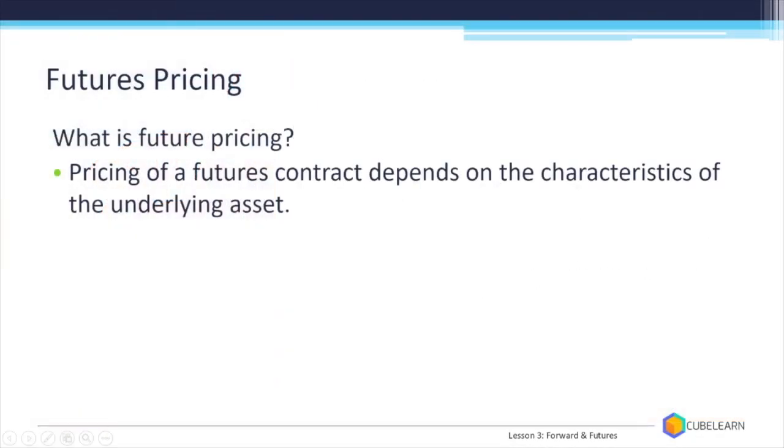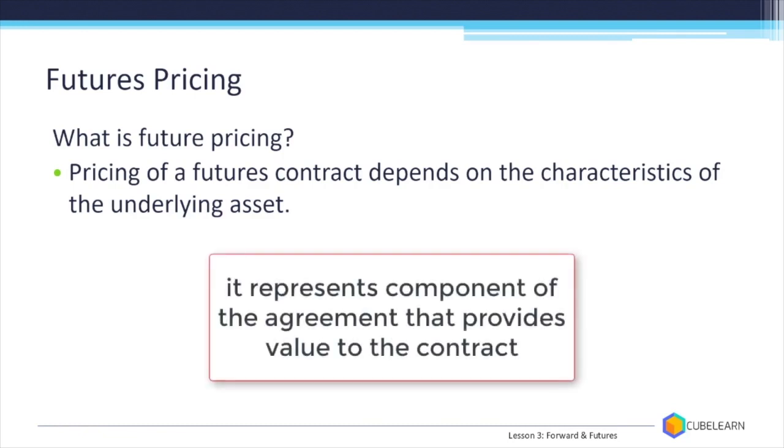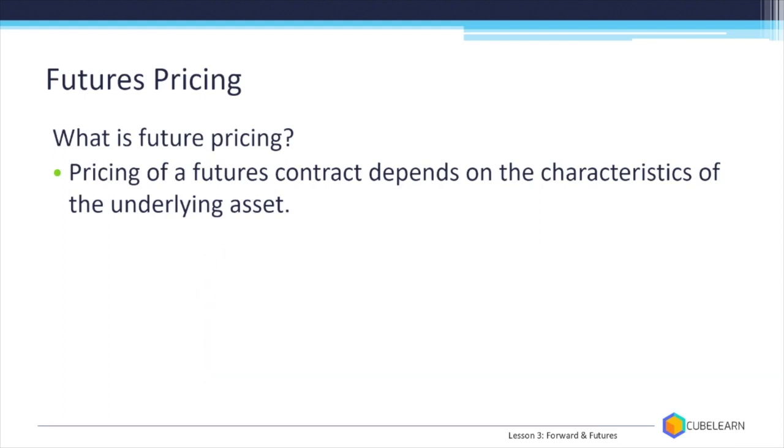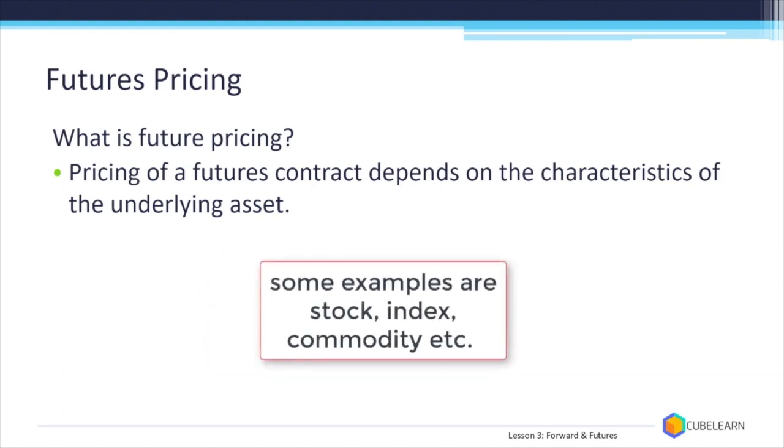The underlying is a fundamental concept in derivatives trading, as it allows investors to speculate and take positions to limit the downside risk of future movements. In addition, it represents the component of the agreement that provides value to the contract. Some examples of underlying are stock, index, commodity, etc.